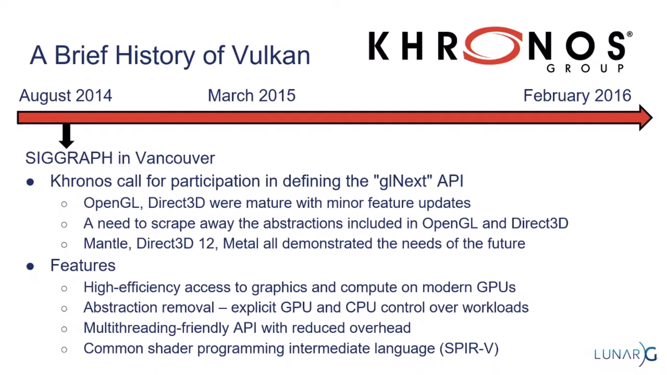And there was a general consensus within the industry that the abstractions that were being presented by these graphics APIs needed to be scraped away or removed, more control given to the applications themselves. And hence, since this common need to remove this abstraction, the Vulkan API started being defined by the Khronos Group.